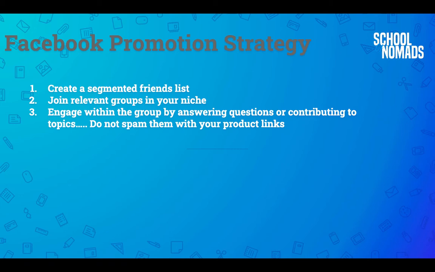Step 3 is where we need to start engaging within the group. So you do not go into any of these groups and post your affiliate links at any time. That's not how this process works. This process works by joining these groups, starting to get interested in the topics that they're talking about, and you'll find in these groups there's a lot of questions being asked about certain topics.